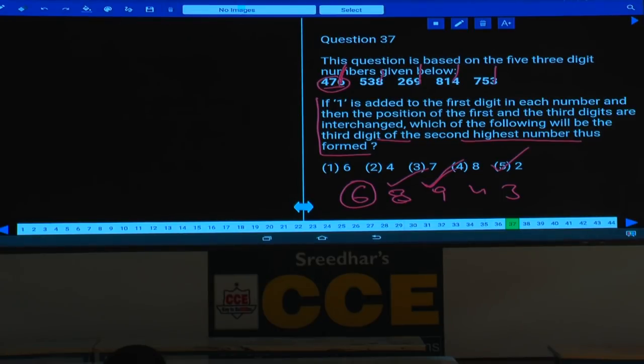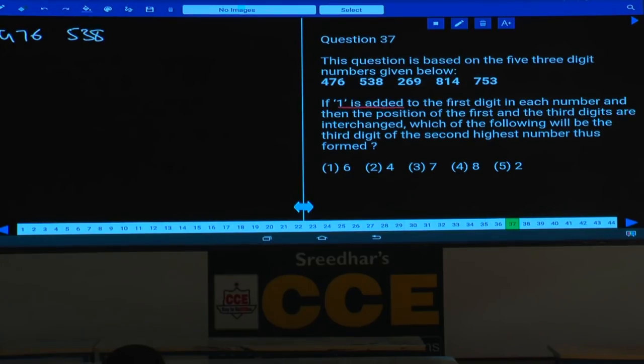Yes, what about this question number 37 here? If 1 is added to the first digit in each of these numbers, now the numbers are 476, 538, 269, 814 and 753. 1 is added to the first digit in each number. Now 1 is added. If 1 is added, then what is the number here? 576 and this will be 638, 369 and 914 and this will be 853. 1 is added to the first digit in each number.